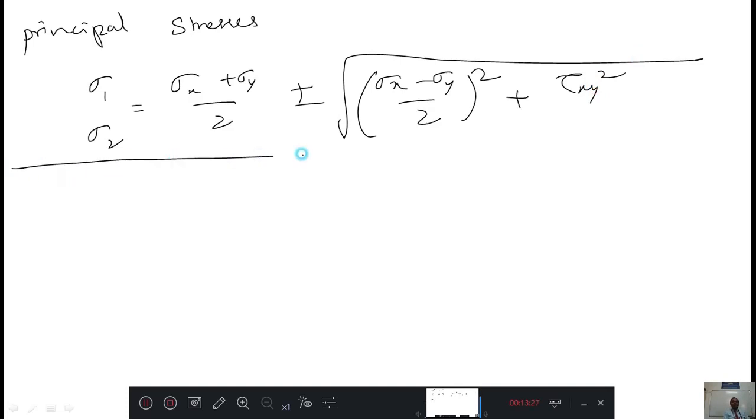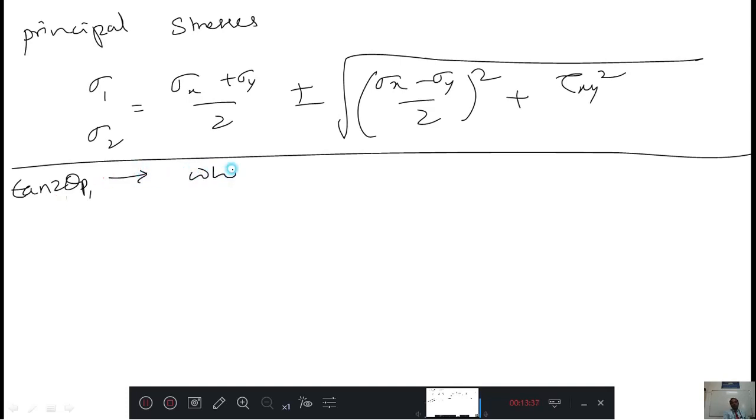This is calculated on tan 2 theta p1, on the theta p1 plane. Okay, on this plane, what is the shear stress? If you understood the last lecture, then you will answer this question. What is the shear stress on this plane? That is zero, you will answer. But mathematically, I need to prove it.